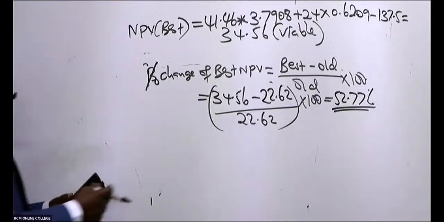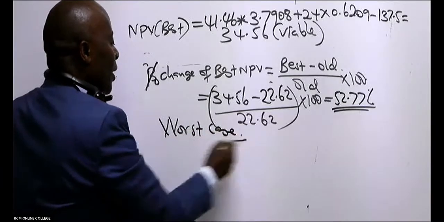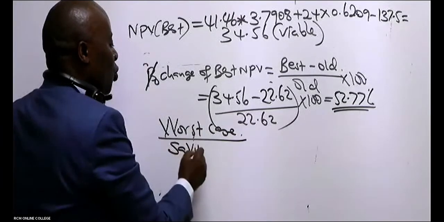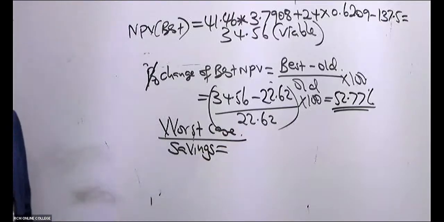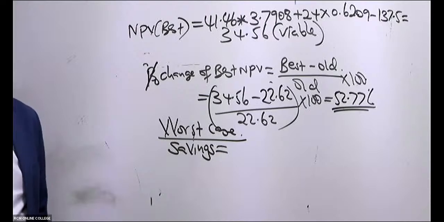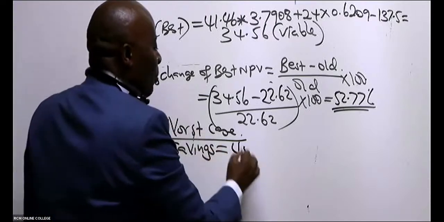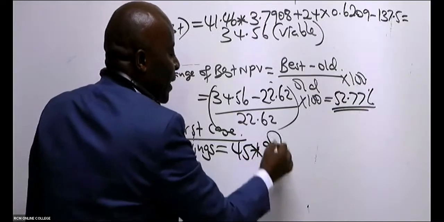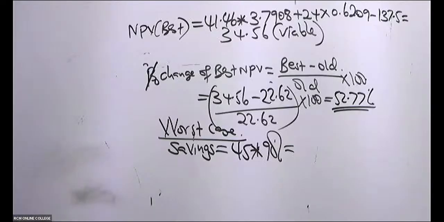So go straight away to the worst case scenario. So if things don't work for us, the worst case, what do we expect our savings to do? To go down, isn't it? To go down by 10%. So they go down by 10%, that will be akin to multiplying this 45 by 90%, because now things are not working out.